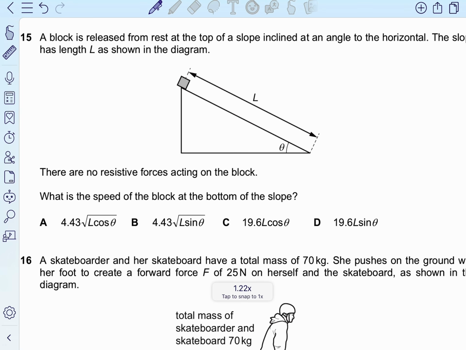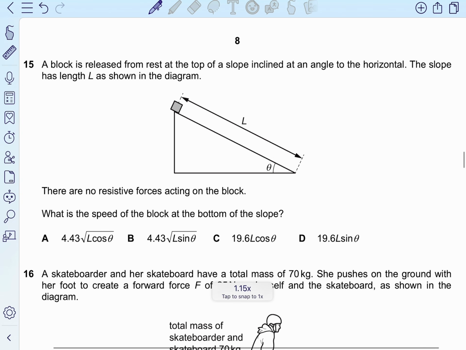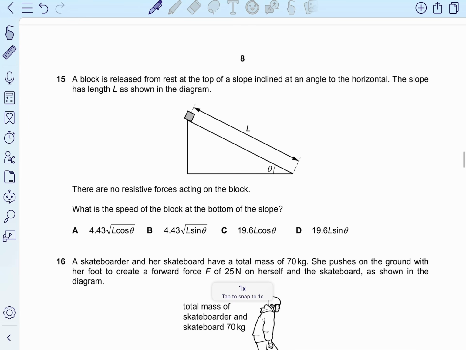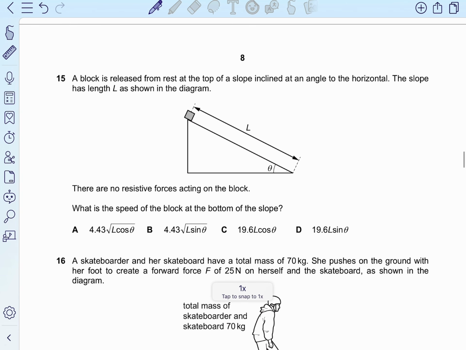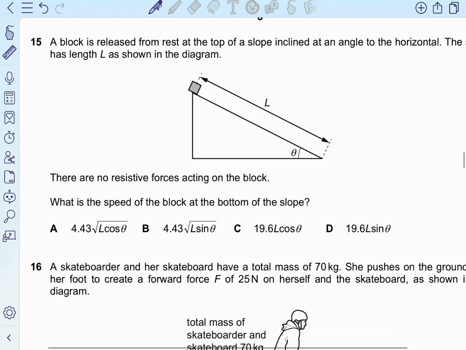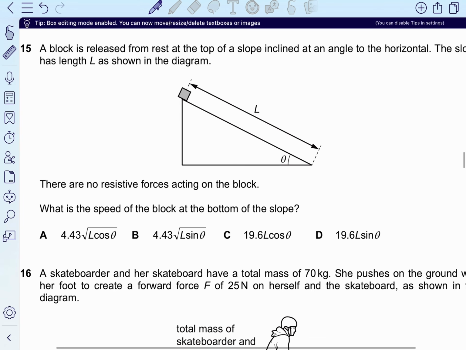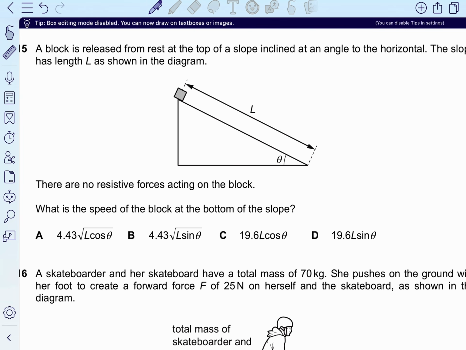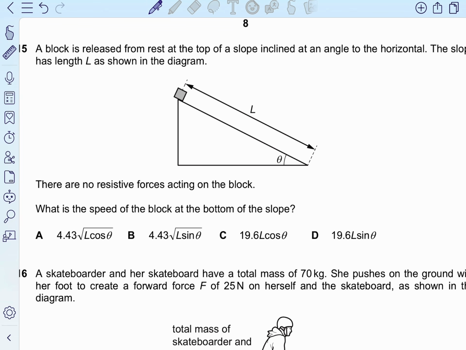A block is released from rest at the top of a slope inclined at an angle to the horizontal. The slope has a length L as shown in the diagram. There are no resistive forces acting on the block. What is the speed of the block at the end of the slope? The first thing I'm surprised about is that there is no mass given in this question. So probably let's say the mass is 1, or you're not considering the mass in any situation.